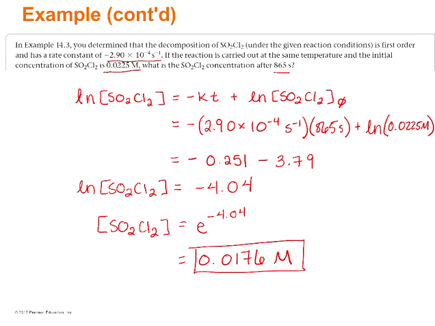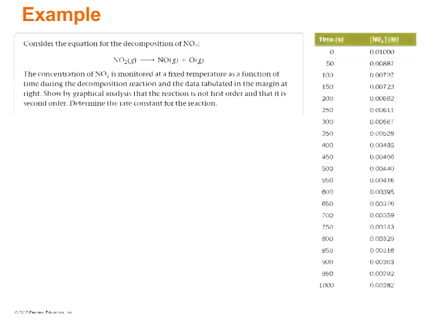Okay, so hopefully this example shows how we can use integrated rate laws to determine the concentration of our reactant after a certain amount of time, and then we could potentially relate that to the amount of product that should form as well. All right, so let's go over one more example here, and then we'll work on a worksheet problem.